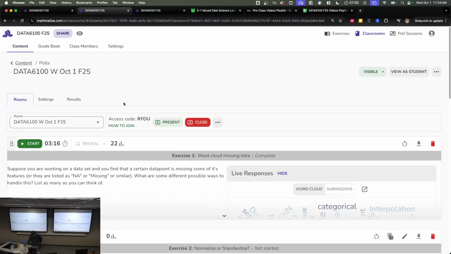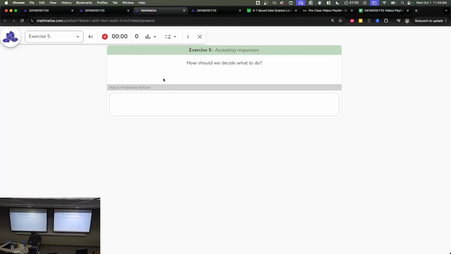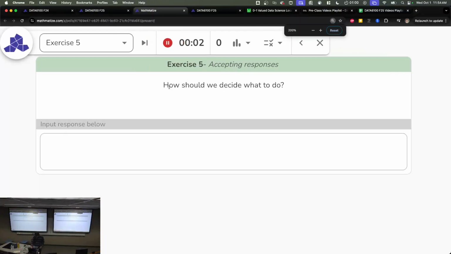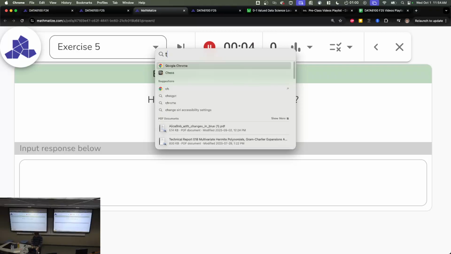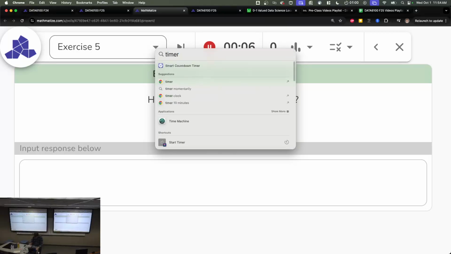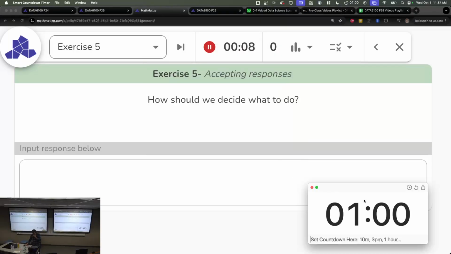This is the wrong one. Okay, I gotta get present, and then there we go. So it's another word cloud for you. I'll give you 2 minutes. Try to think of how would you make the decision between various options. Yeah, let's do a minute 30. Okay. So think, put your answer in, and then we will discuss.